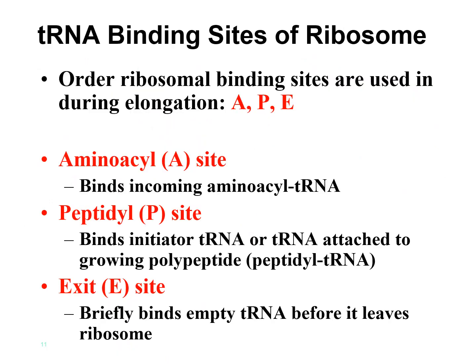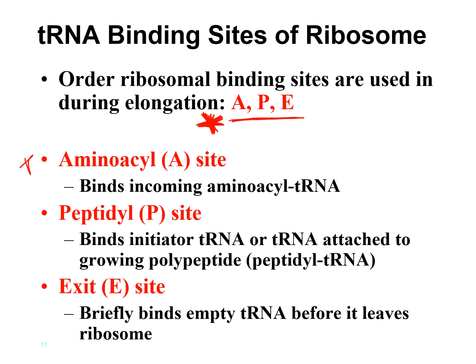And then there's 3 binding sites for the transfer RNAs in the ribosome, and they're abbreviated APE, and they're used in this order. So I definitely would know this order for the quiz and the exam. So if you just remember APE, that makes it easy. So I would also know what is binding at the A, P, and E sites.